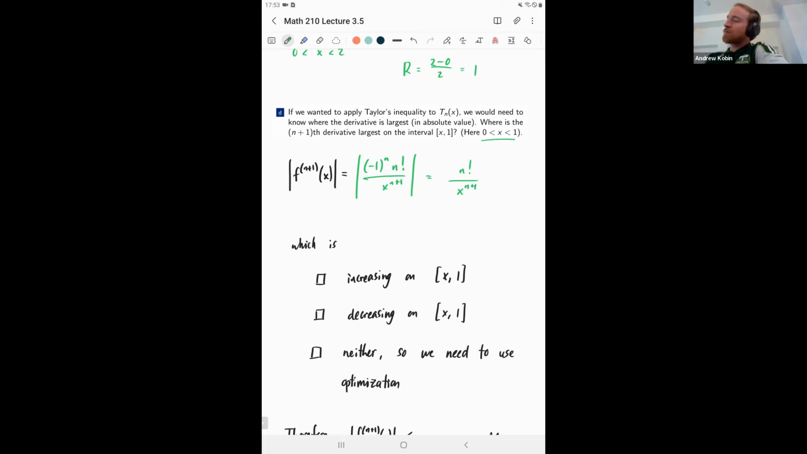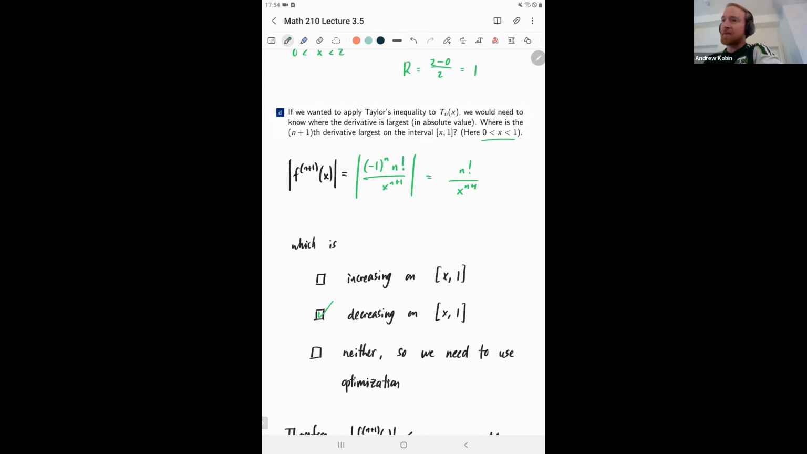We're going to start by looking at intervals from x up to 1, where x is between 0 and 1. So we're going to look at intervals of values that are smaller than 1. And looking at this function, well, it's just a fraction, so we can just analyze this directly. If we increase x, which increases the denominator, and we're not changing n for this estimation, then we will decrease the fraction. So this entire expression is decreasing on the interval x to 1.